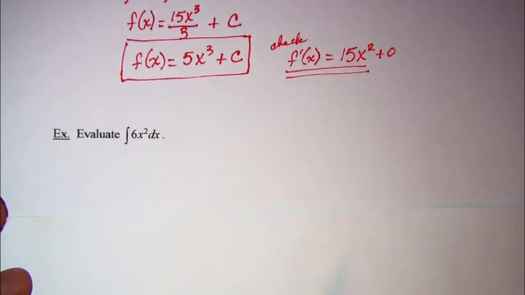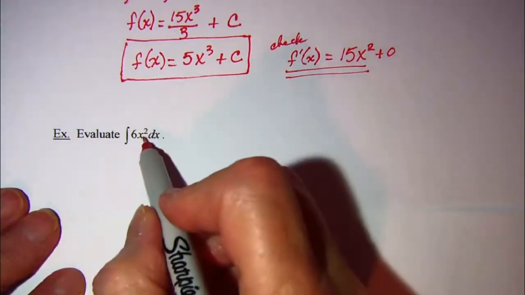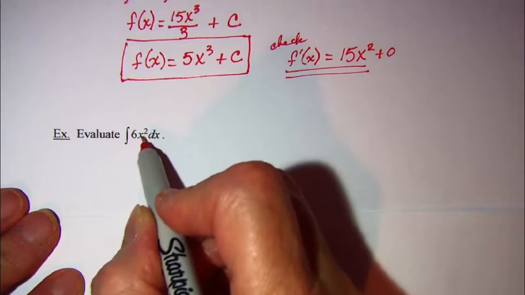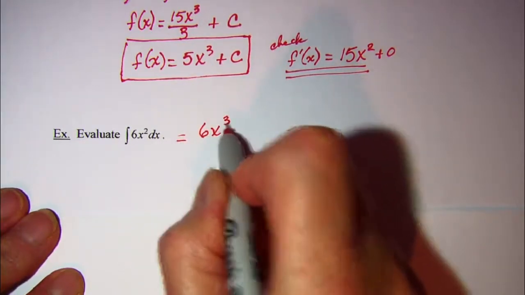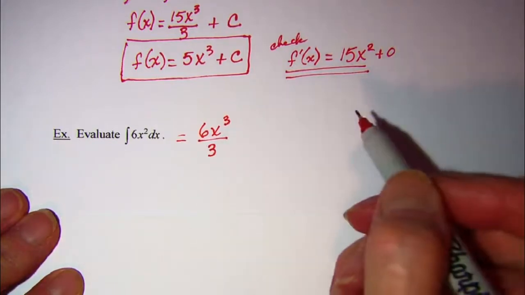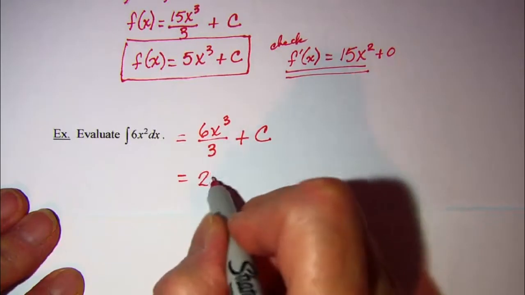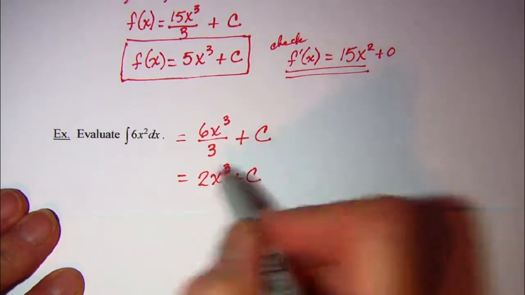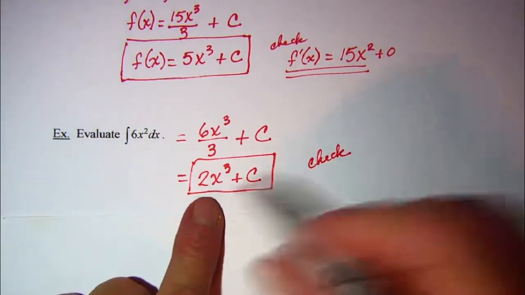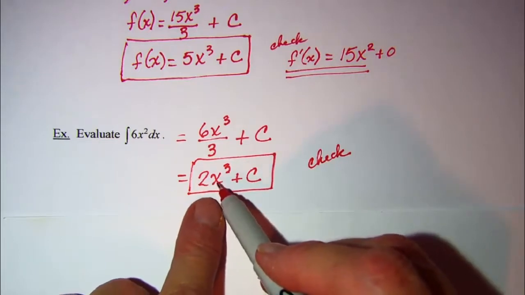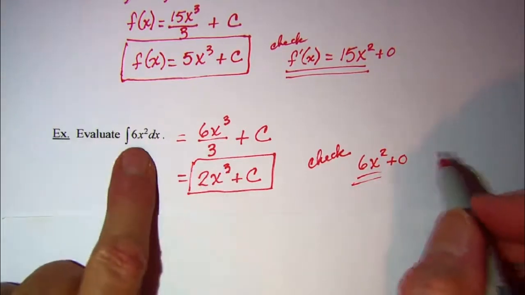Let's do another one. We want to evaluate the integral of 6x squared dx. Again, we want to take our 6x squared, but we want to increase our exponent by 1. So that'll make it an x cubed. So this will be 6x cubed. And then divide by the new exponent. So divided by 3. Don't forget plus a constant. Simplifying here, we get 2x cubed plus a constant. Our check on this one is to do the power rule. 3 times 2 is 6x to the second power plus 0, which is 6x squared. That's what we started with.